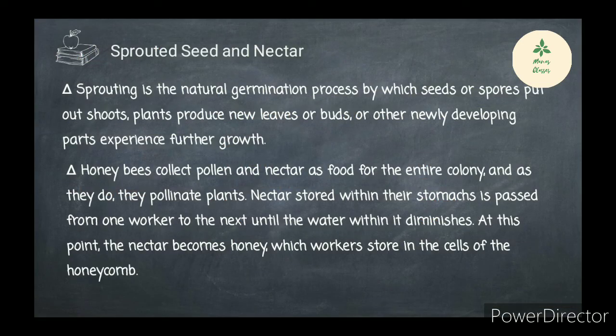Here is the next topic, sprouted seed and nectar. We already discussed in the textbook what is sprouted seed and what is nectar. So just go through. If you want to read this point, you may pause the video and read it. We already discussed it in the textbook part. So let me go to the next slide.